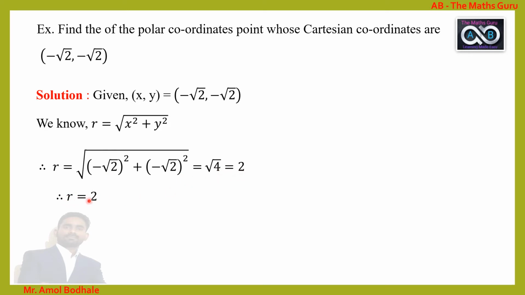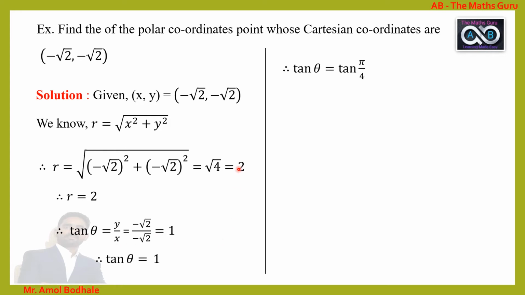So we get r equal to 2, and to find theta we can write tan theta equal to y upon x. So again y is minus root 2, x is minus root 2, so we again get tan theta equal to 1. So therefore tan theta equal to tan of pi by 4. But remember, we cannot write theta equal to pi by 4 here, because pi by 4 lies in the first quadrant, but the given point lies in the third quadrant. So therefore we must change this angle.